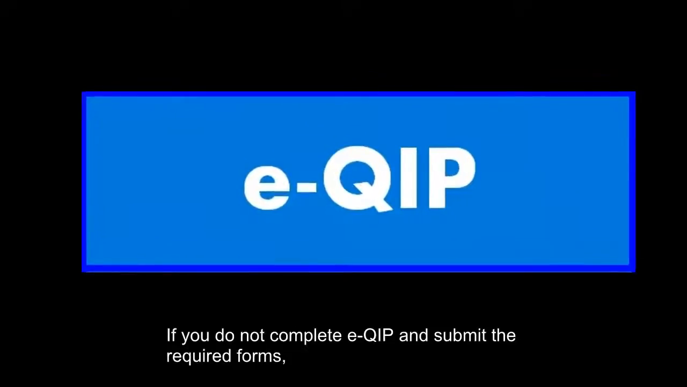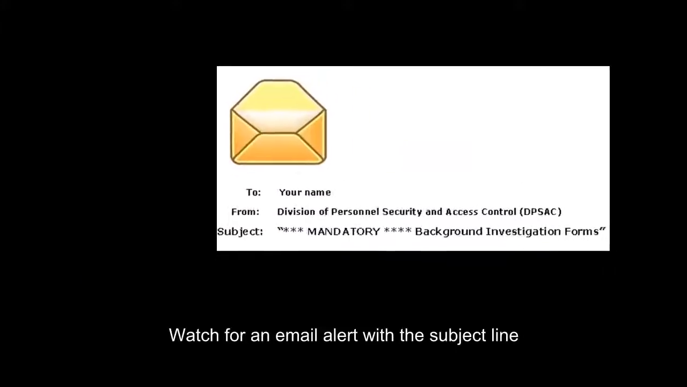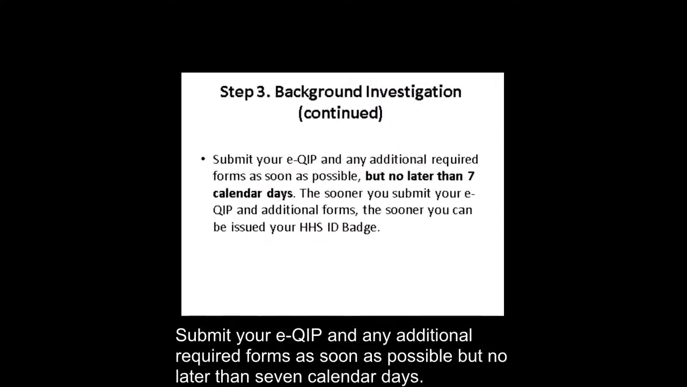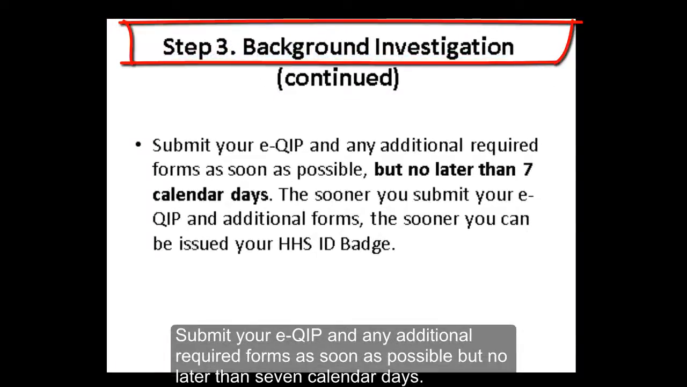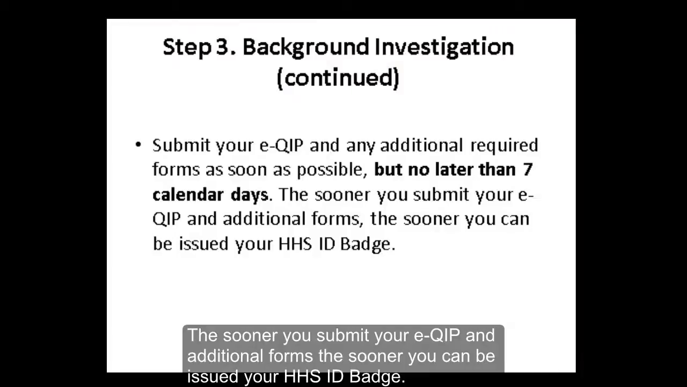If you do not complete EQIP and submit the required forms, DPSAC will not be able to issue you a new ID badge. Watch for an email alert with the subject line, Mandatory, Background Investigation Forms. Submit your EQIP and any additional required forms as soon as possible, but no later than 7 calendar days. The sooner you submit your EQIP and additional forms, the sooner you can be issued your HHS ID Badge.